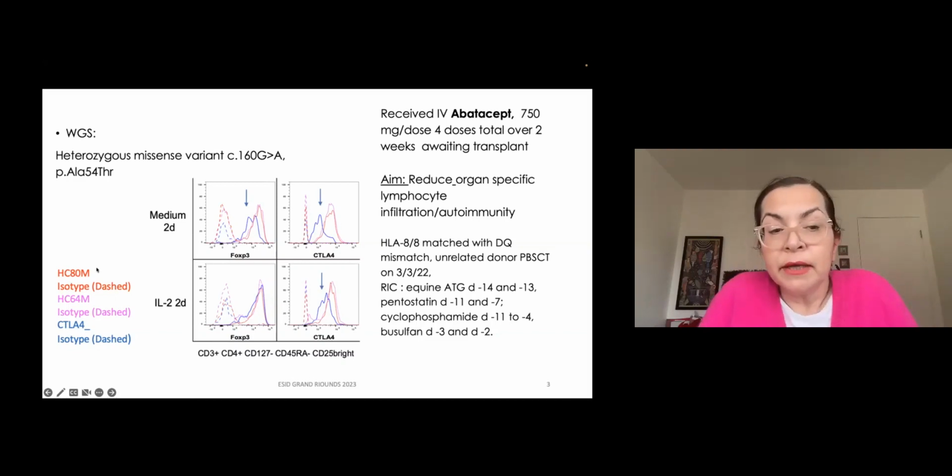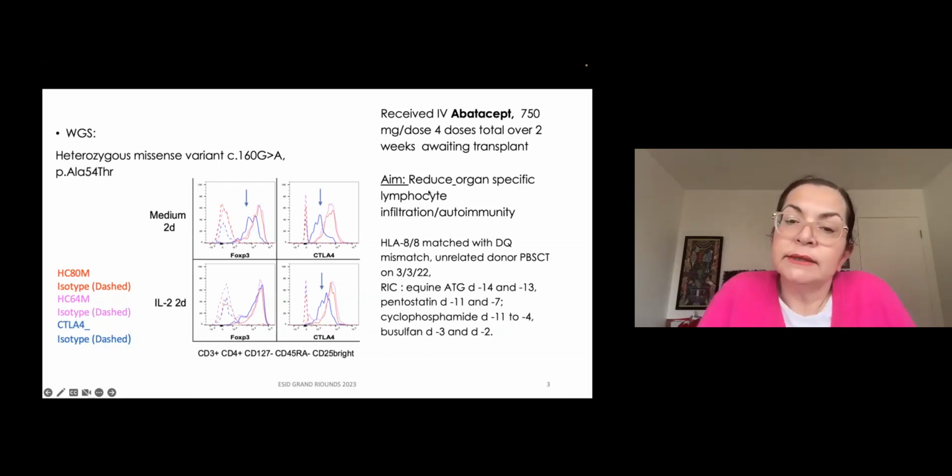So knowing that he had a mutation, although his CTLA4 expression wasn't too bad, this patient was heading towards transplant. We gave him IV abatacept at 4 doses altogether within a short period of time while awaiting his transplant.